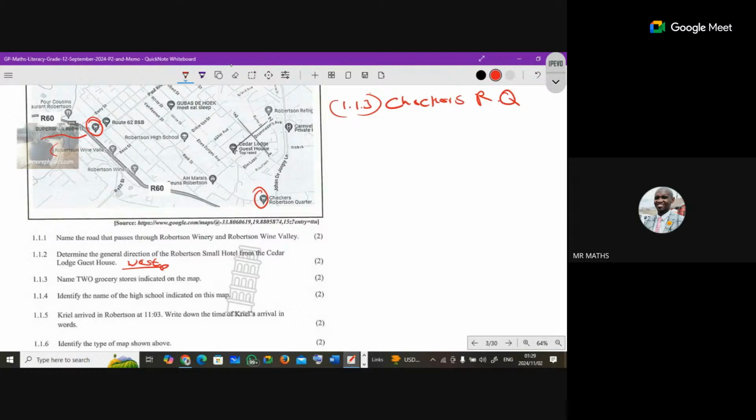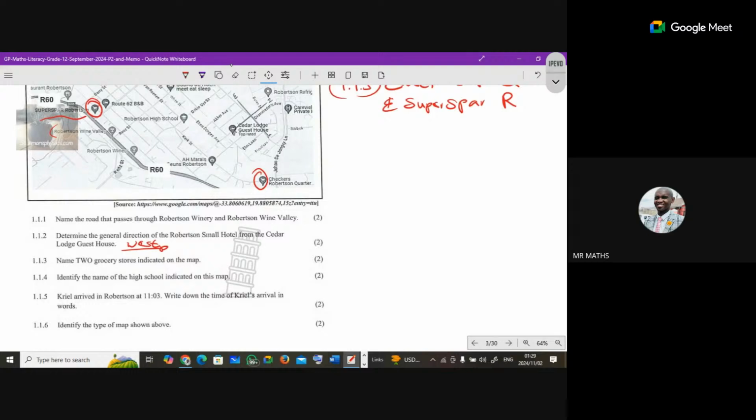And what? Super Spa. Spa Robertson. The R stands for Robertson. Robertson, yeah. Super Spa Robertson. So those are the 2 grocery stores. You take 2 marks for that.